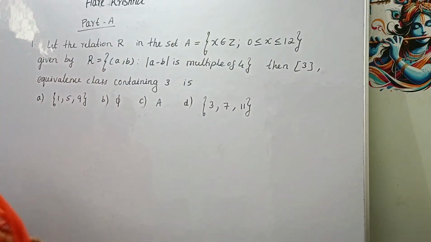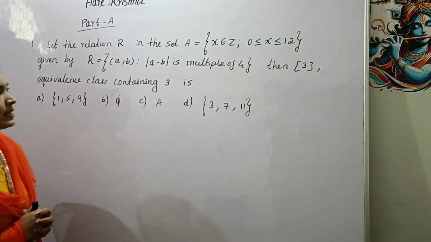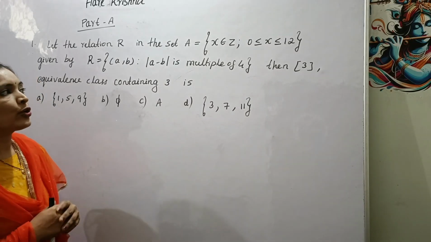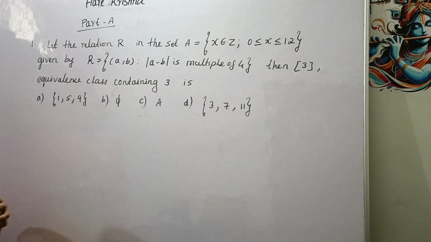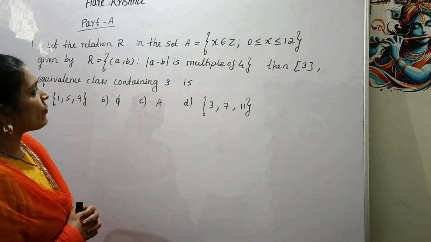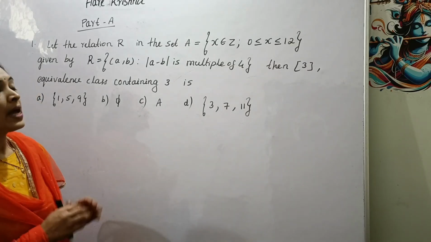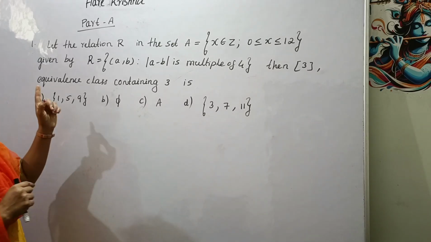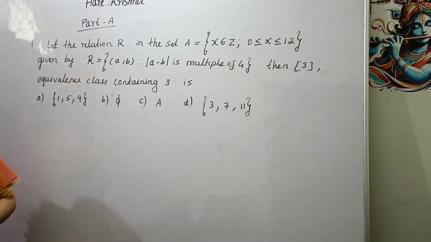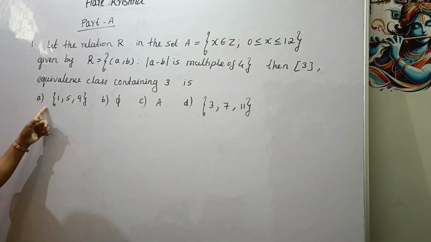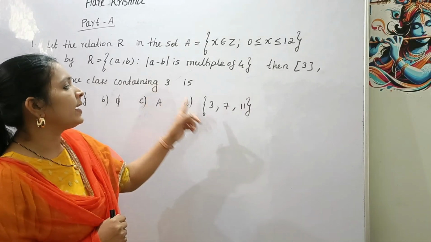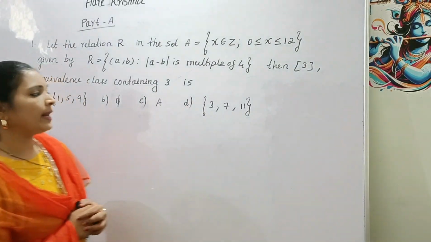First question. Let the relation R in the set A equal to {x belongs to Z : 0 ≤ x ≤ 12} be given by R = {(a, b) : |a − b| is a multiple of 4}. Then the equivalence class containing 3 is dash. Options are: A, {1}; B, {5}; C, A; D, {3, 7, 11}.